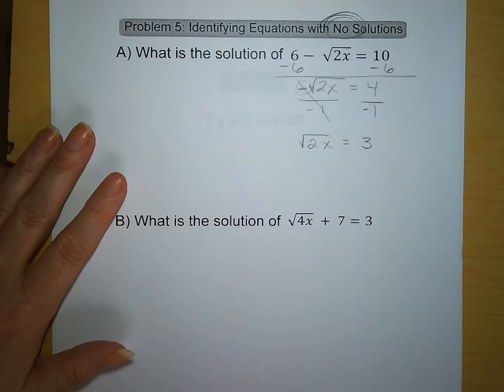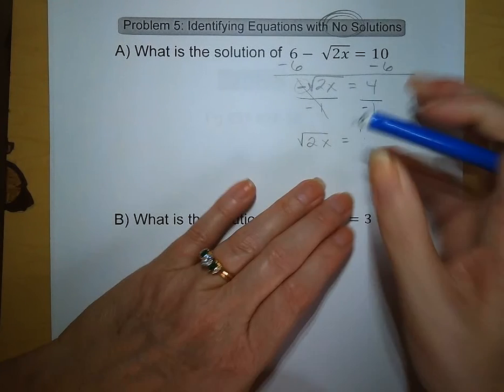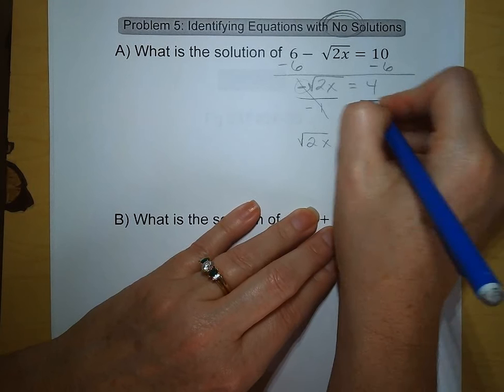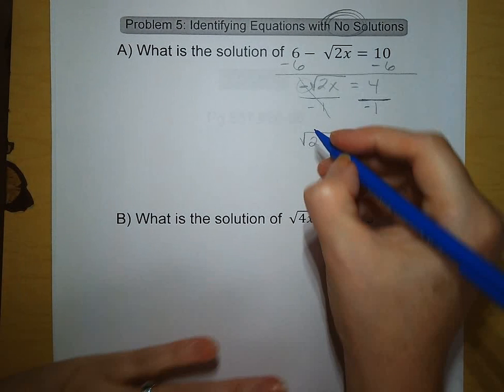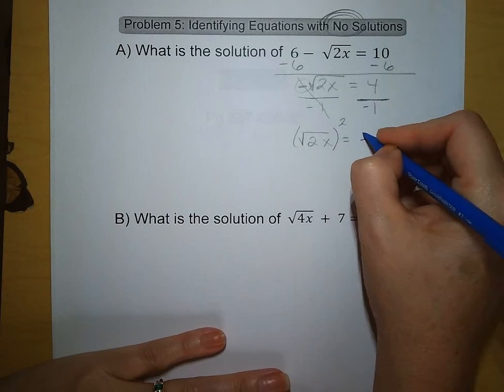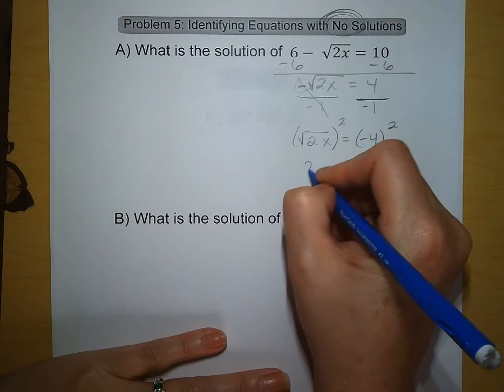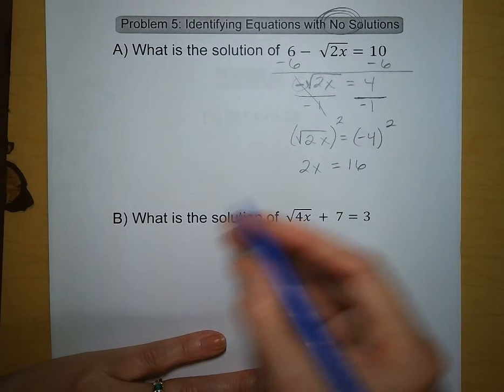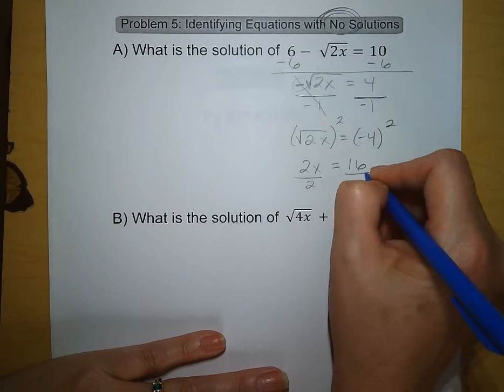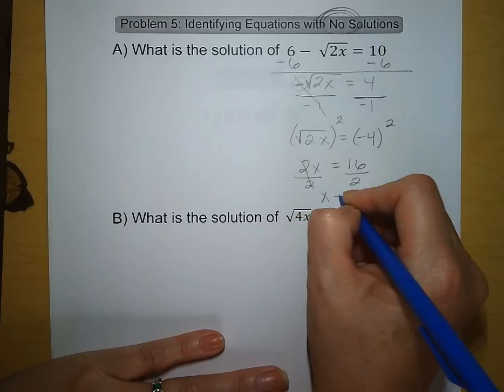We're dividing. I knew that. That's what this is. All right. So we can square both sides of this equation. And we'll get that 2x is equal to 16. Divide both sides by 2. And x is equal to 8.